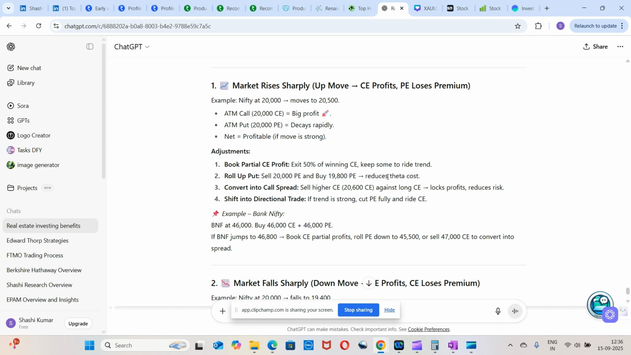So you just remove that put and buy a put at a higher strike, roll it up basically. So that theta cost will be reduced. I would suggest you remove the put, right? Because the market has already shown that it is unidirectional and it's bullish. Then you should remove the put, unless you are of the opinion that the market will revert back.